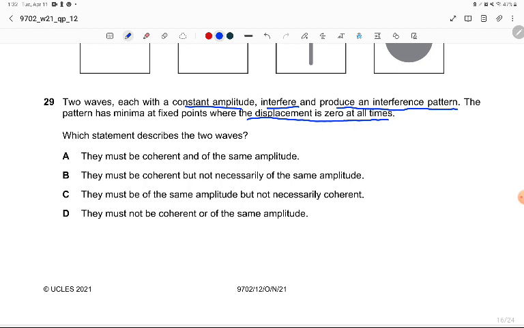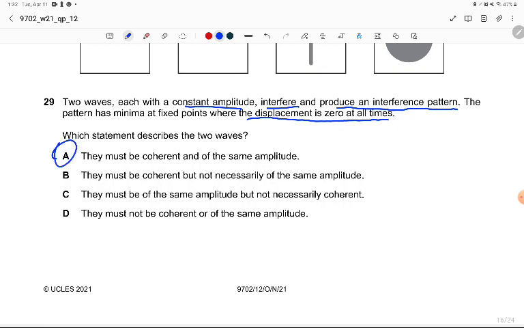They must be coherent and of the same amplitude. That is true. They must be coherent but not necessarily of the same amplitude. But we are seeing displacement is 0, so that means they must be of the same amplitude. They must be of the same amplitude but not necessarily coherent. They must not be coherent. So this has to be A.